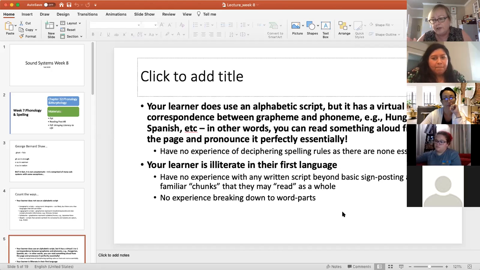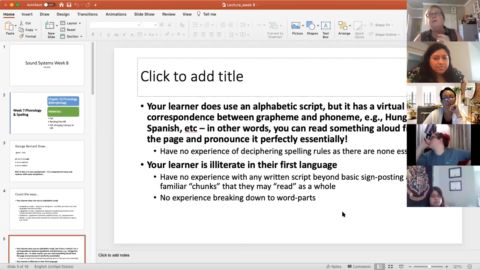So you might have learners that have no experience deciphering spelling rules, in the sense of having something like read, R-E-A-D, and read, R-E-D, being pronounced the same. They would think this was insanity, and how is it even possible? So that's something that you want to work with.